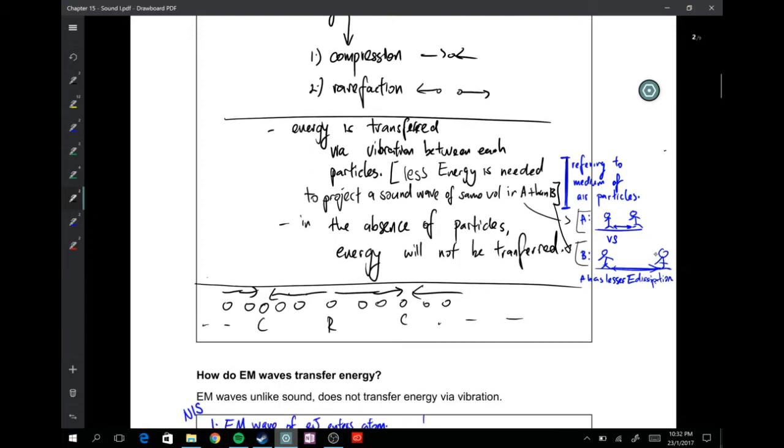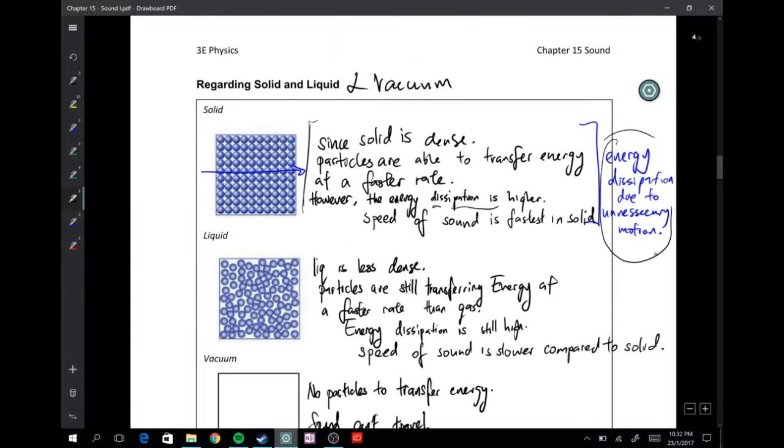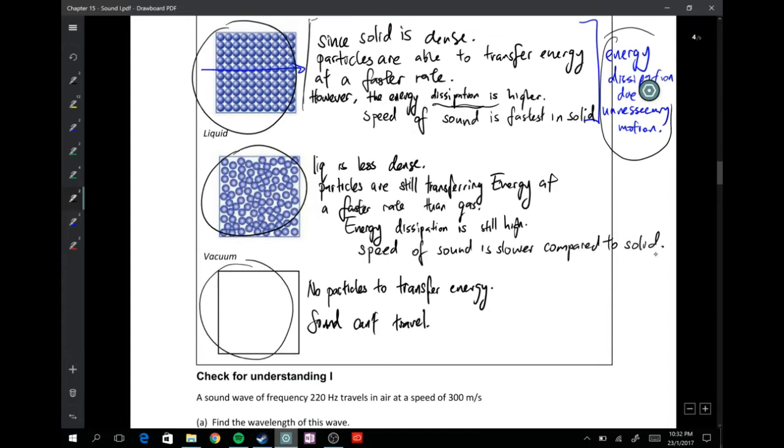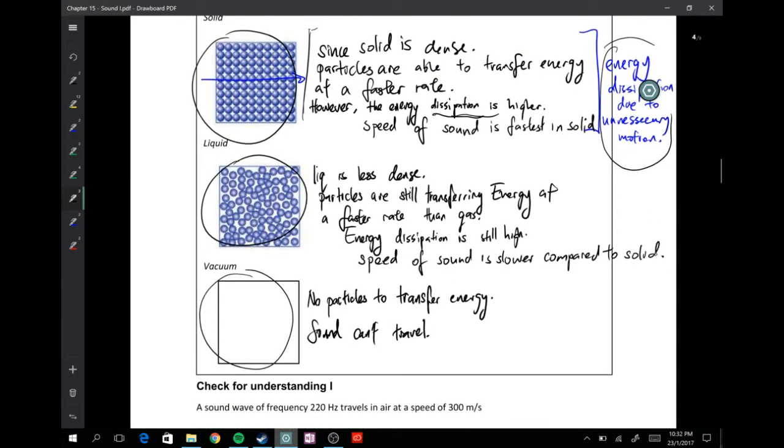Now let's keep the term energy dissipation solely for when we deal with solid, liquid, vacuum, and of course gas, which is something that we have been dealing with all along. So I think that's fine.